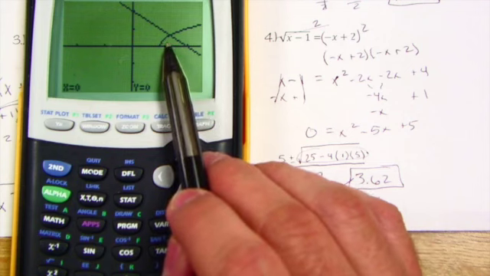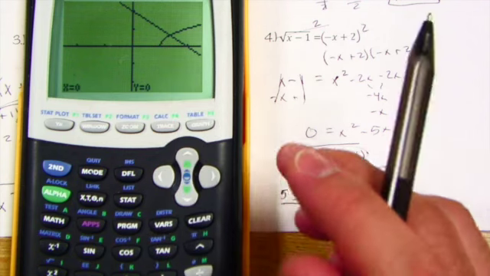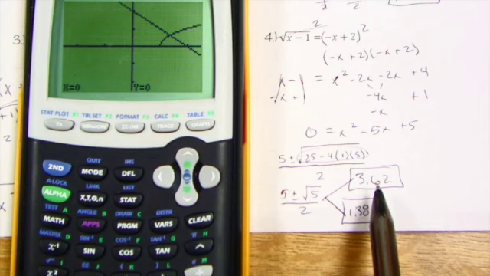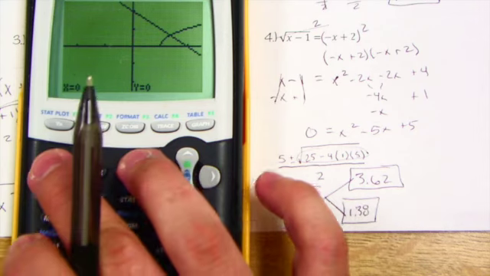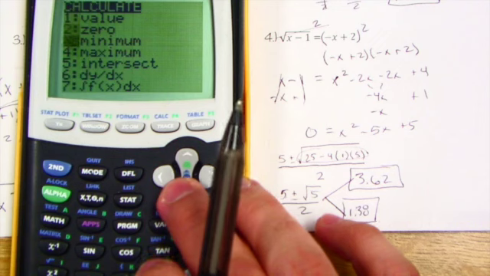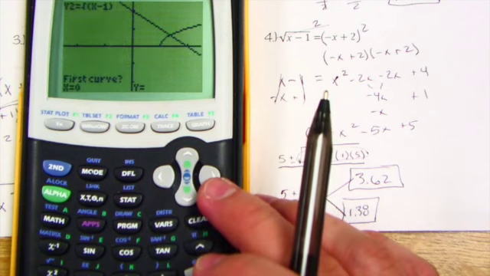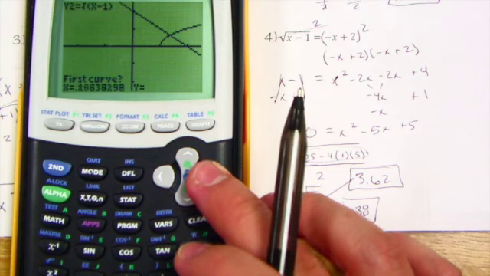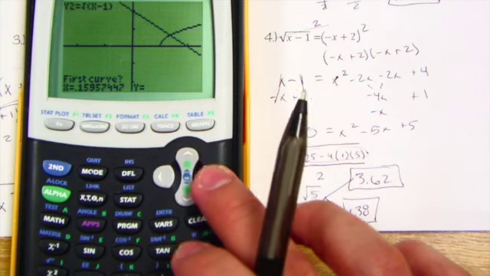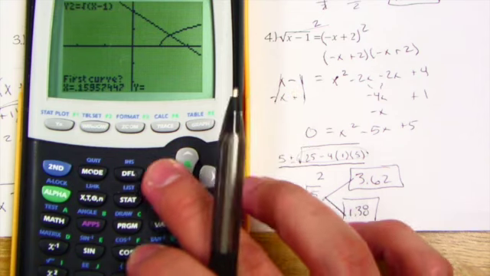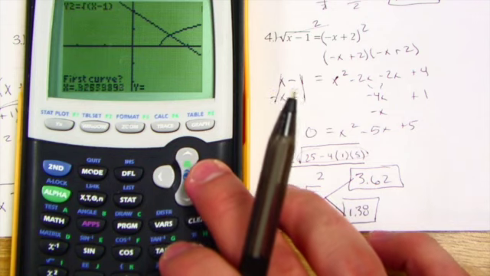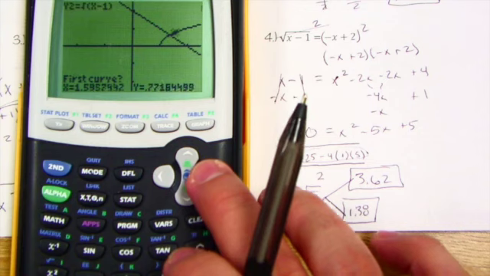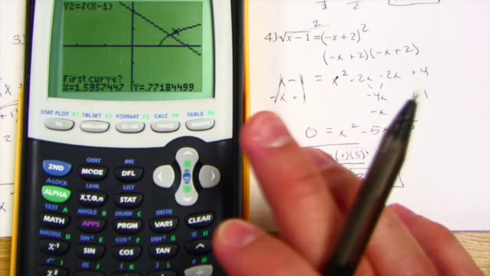So it does cross right there, but you know what? I don't really know what that is. That's probably not 3.62, but let's verify. Second, calc, intersect, hit enter 3 times. Wait, where's my... I don't know where my cursor is. Oh, there it is. Okay, so find your cursor first and then hit enter 3 times.